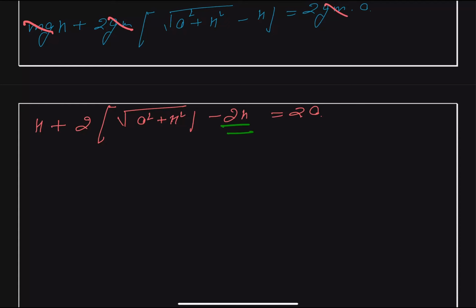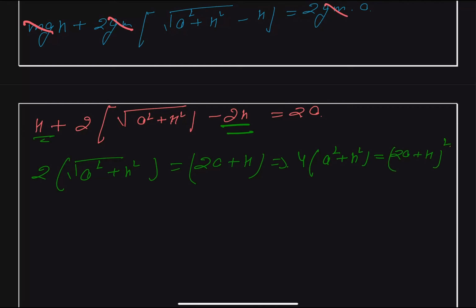And we can solve. This will be coming as minus h, we can take that on the right side, so we will be left with only 2. This is the square root of a square plus h square, is equal to, this comes as 2a plus h. We can just square it, which gives us 4 times (a square plus h square) will be equal to (2a plus h) whole square. Now it is easy to sort it out.